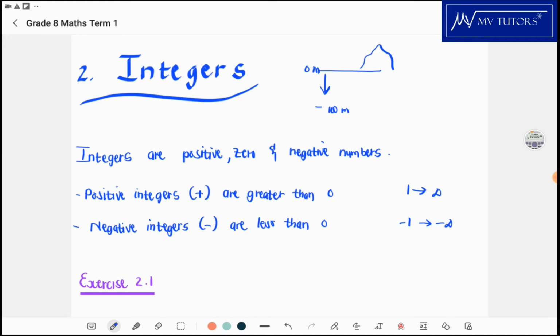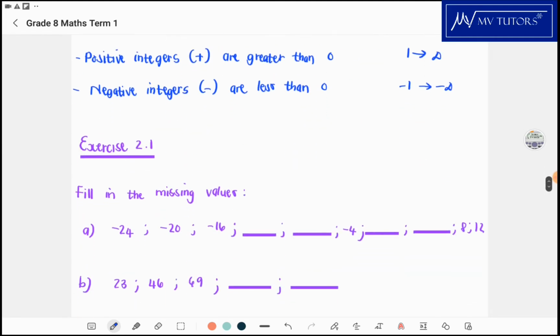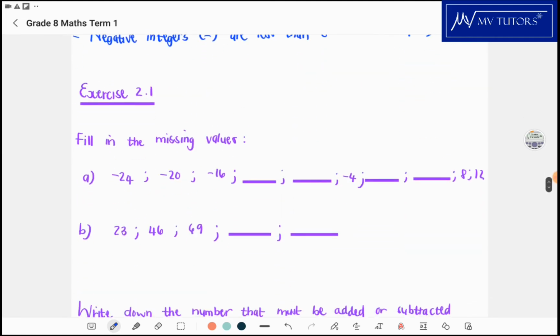Now we've defined integers. Let's have a look at some examples. So exercise 2.1, it says fill in the missing values. We need to see what the trend is here, and by looking at the trend, we can figure out what the next values are. So from -24 to -20, what happened?